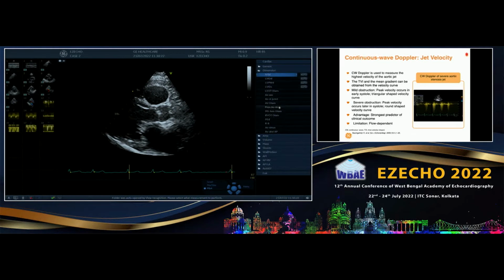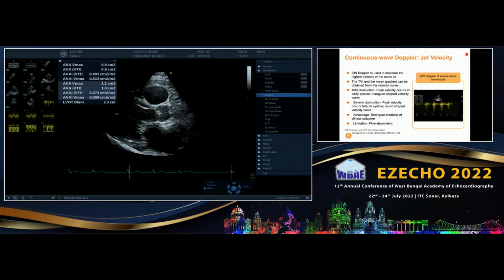Stroke volume is nothing but LVOT diameter squared into 0.785 into VTI LVOT. So with 23 millimeter, we got some 0.9, and VTI we got 1 square centimeter. And what was the stroke volume? Let us look at the stroke volume. The LVOT trace will be having the stroke volume.